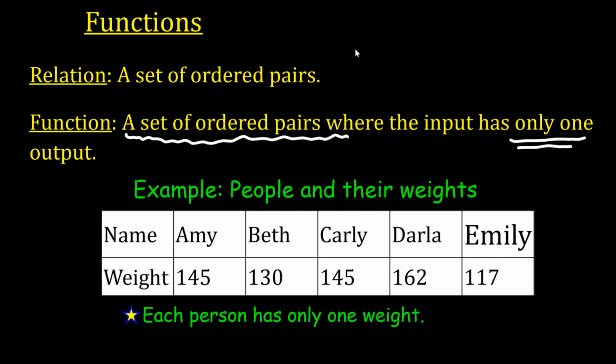So just because Amy and Carly had the same weight doesn't mean this isn't a function, because the input is the person, and typically that's kind of our x in our function, and then the output was the weight, which is typically our y if we're looking at it in terms of x and y. So this would be an example of a function that isn't super mathy, but to get the idea of each input, the person, only has one unique output.